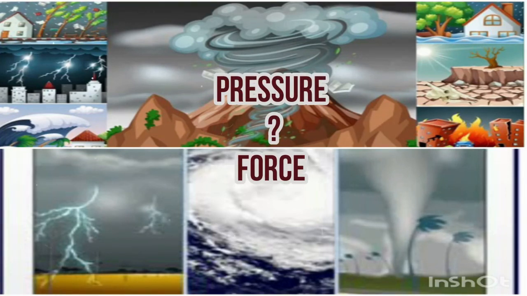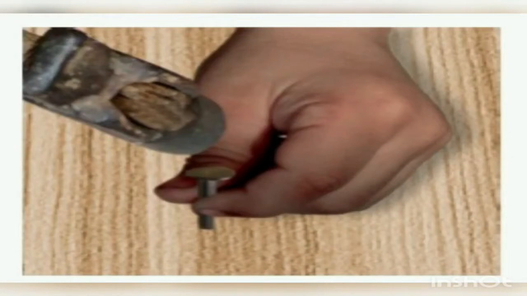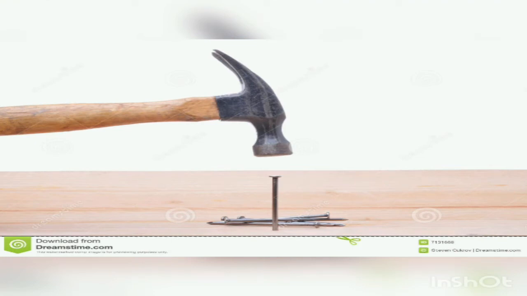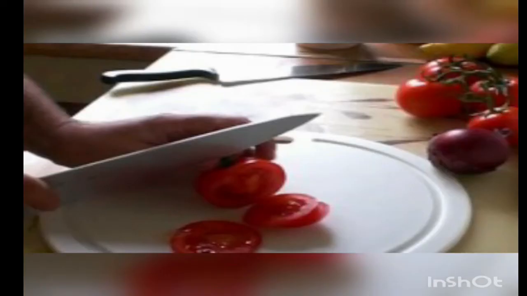Let us find out. Try to push a nail into a wooden plank by its head. Can you do it? No. Then try to push the nail by the pointed end. Could you do it this time? Your answer will be yes. Try cutting vegetables with a blunt and a sharp knife. Which is easier to do? We can see that we can cut vegetables easily with a sharp knife.